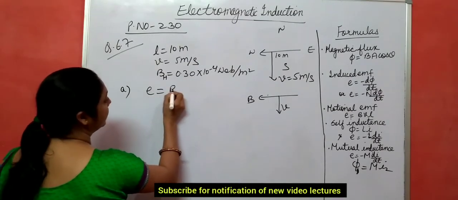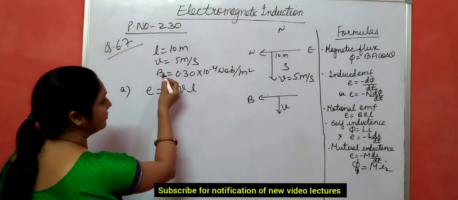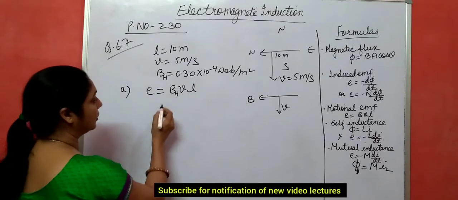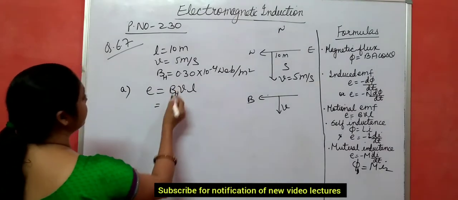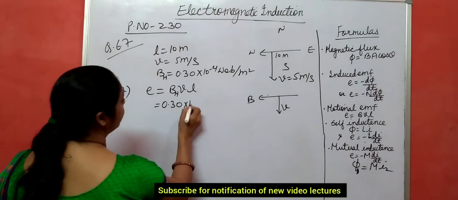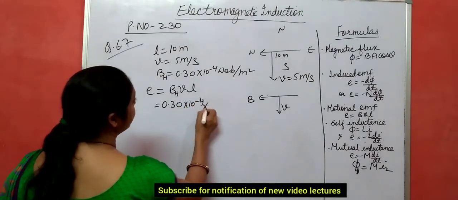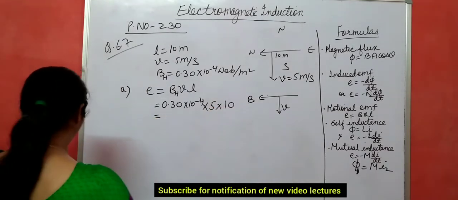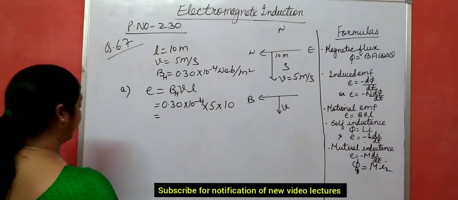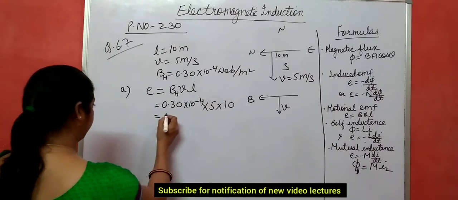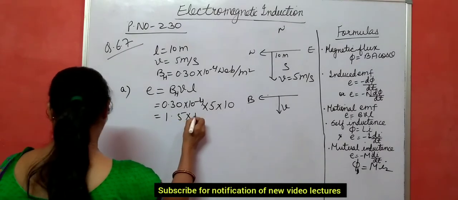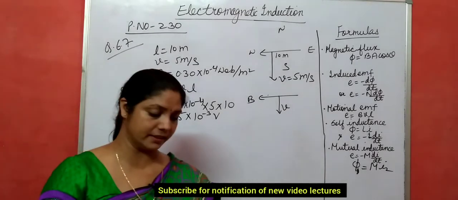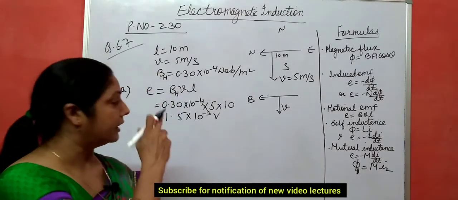So you have to calculate E equal to BVL. B is the value of magnetic field, the horizontal component of Earth's magnetic field, V is velocity and L is length of the wire. Write down all the values. BH is 0.30 into 10 to the power minus 4. Velocity is 5 meter per second and length is 10, right? So you calculate this one and after calculating you get the value of this EMF as 1.5 into 10 to the power minus 3 volt. This is the instantaneous value of induced EMF in the wire.